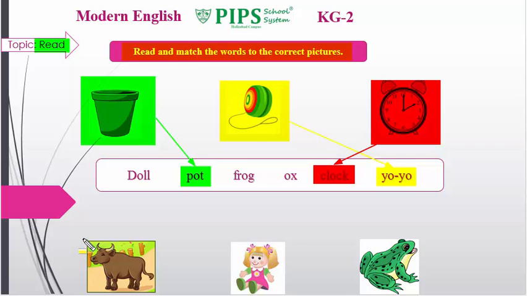Another one is ox, and here are the spellings of ox. Now we will match the ox with its spellings like this.